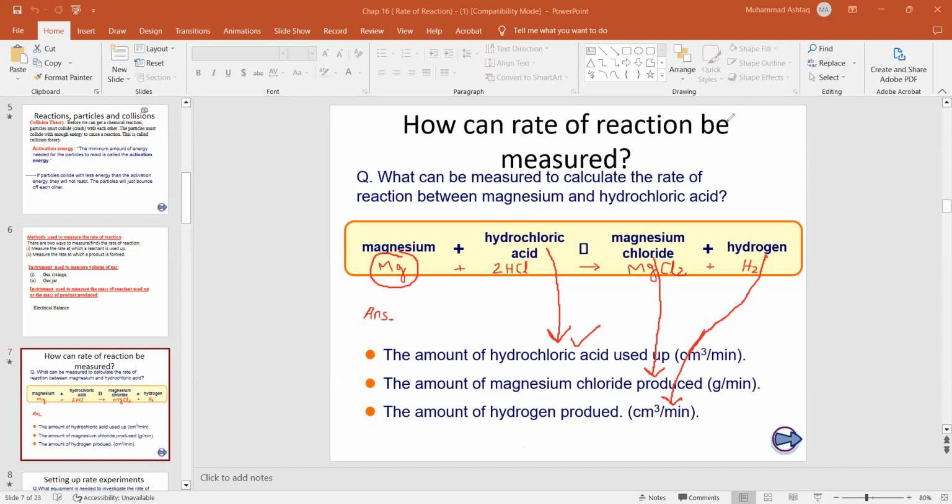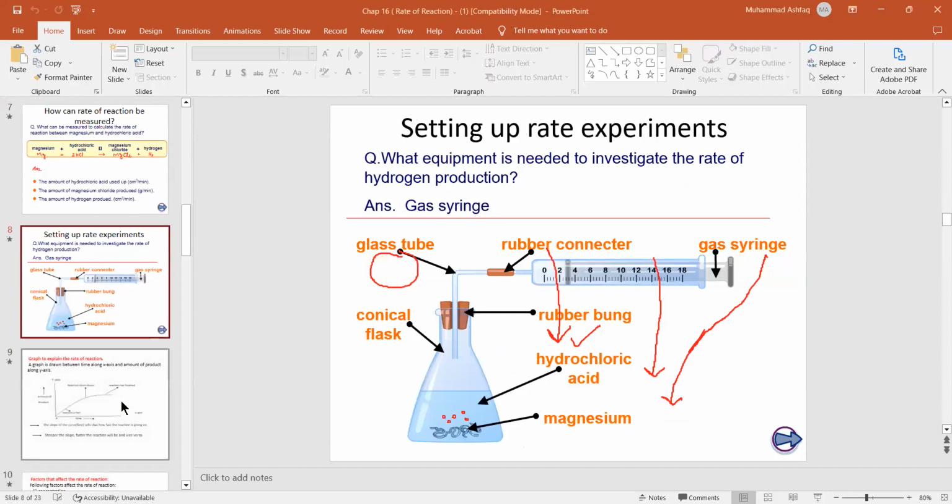Okay, now on the next slide, what equipment is needed to investigate the rate of hydrogen production? Especially for a gas, the very simple answer mentioned here is a gas syringe. You can see that when the reaction proceeds, hydrogen starts to move from this glass tube into the gas syringe. As it's pushed, the syringe plug moves backward, and then you can easily calculate the amount of gas in it.